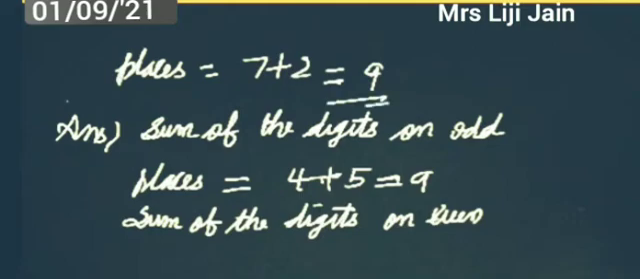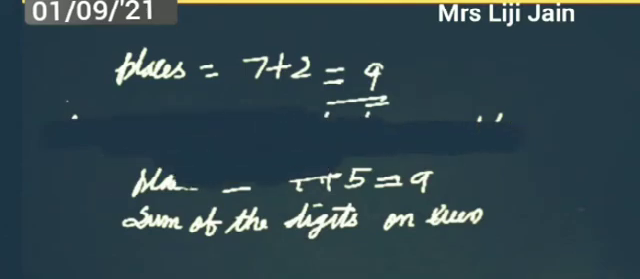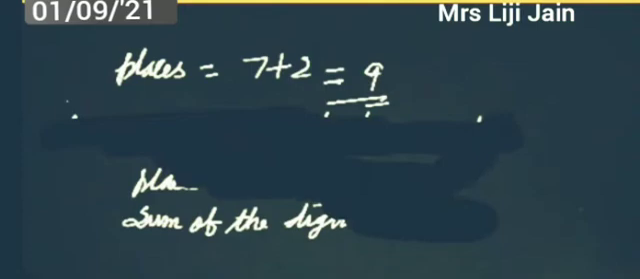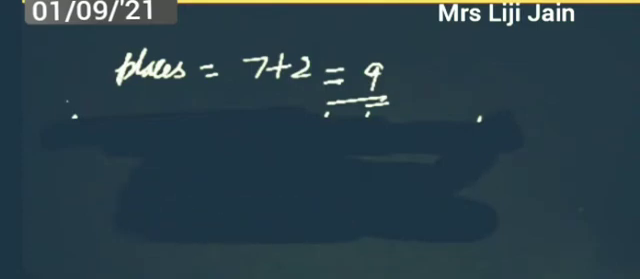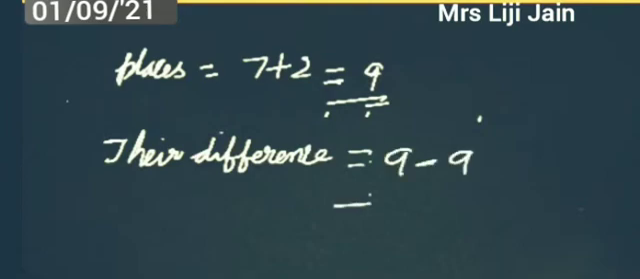So, next step is what? Their difference. We have to find out the difference of the sum of the digits on odd places and the sum of the digits on even places. Let's find out the difference. Their difference is equal to, what is it? 9 minus 9 equal to 0.